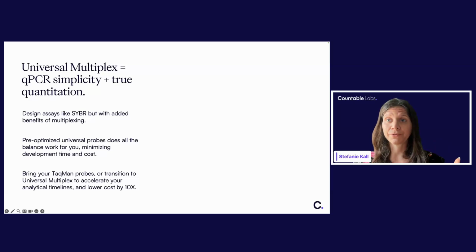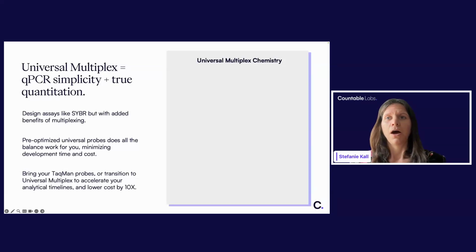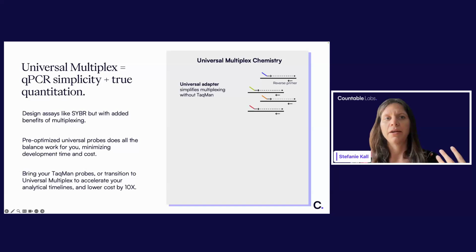You don't have to use universal multiplexing. TaqMan probes do work in the Countable PCR system, but we developed universal multiplexing because TaqMan and hydrolysis probes are just quite expensive, and universal multiplexing greatly decreases the amount of money and time you will spend optimizing multiple multiplex experiments. So briefly, how that works is we have universal adapters for 4 different probe colors.